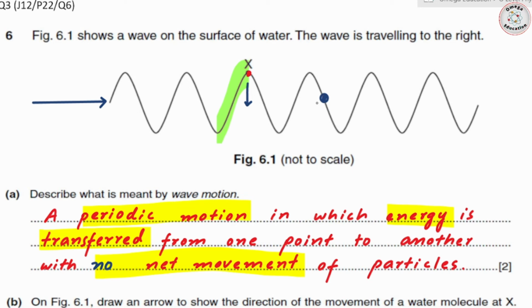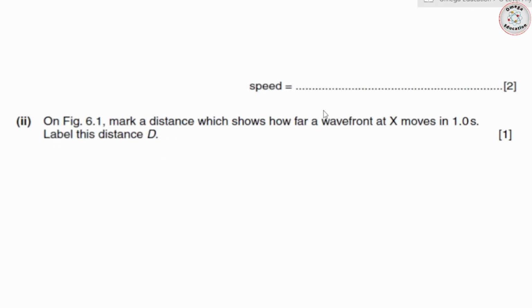So this is just for an assumption. If there were a particle Y, that particle Y would have been moving upward like this. That is not part of the question.